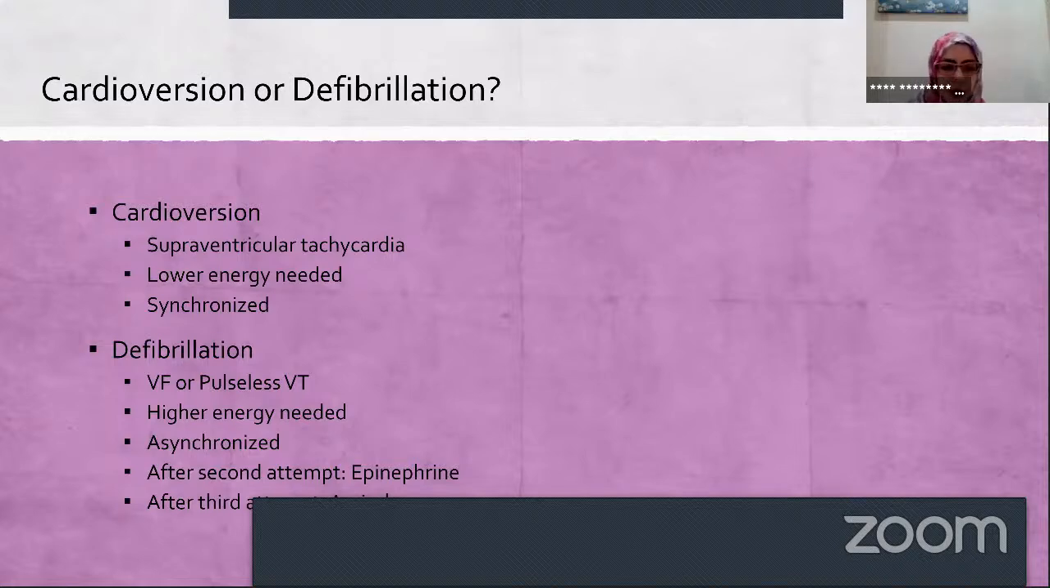You will need a higher energy and you will use an asynchronized form. Why asynchronized? Because you do not have any rhythm to be synchronized with. So you should use an asynchronized form of energy. But for cardioversion, you will use synchronized. It's important to know because when you want to set up the device, you should choose these forms, synchronized or asynchronized. The quantity of the energy is important too.